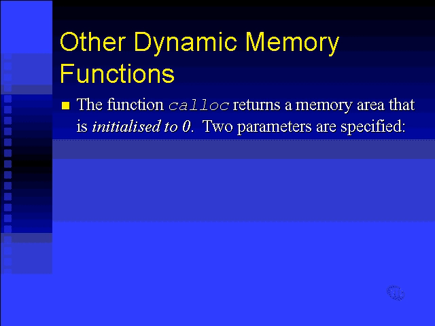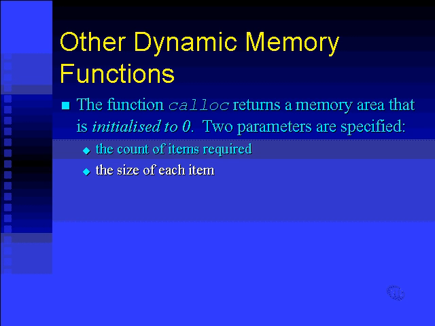There's a function called calloc. For the life of me, I don't know what the C stands for in calloc. Anyway, there are two differences between it and malloc. One is that the memory you get back is guaranteed to be initialized to all zeros. Okay, so that's nice. And this time you actually have two parameters, not one. Instead of the size of the memory that you want, you give two parameters: how many things you want and how big each thing is.